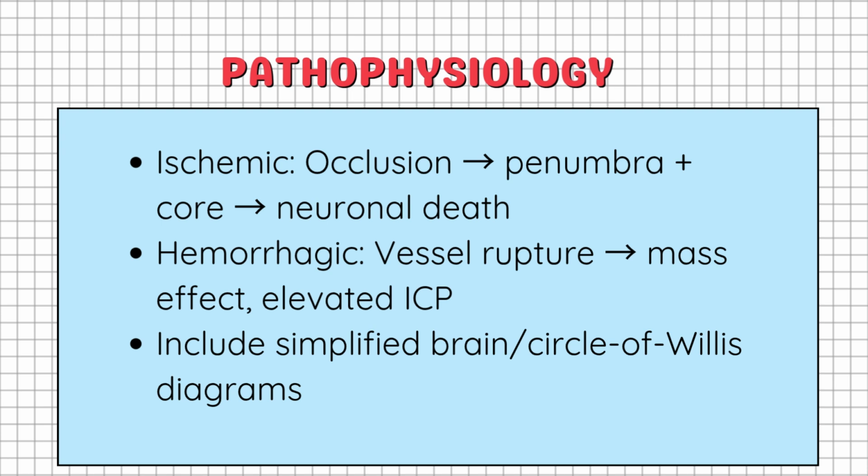In contrast, a hemorrhagic stroke results from the rupture of a cerebral blood vessel, leading to bleeding directly into the brain tissue or surrounding spaces. This causes a mass effect, increased intracranial pressure, and toxic effects from blood breakdown products, all of which accelerate brain damage. Understanding this difference is essential for selecting the correct and timely treatment strategy.